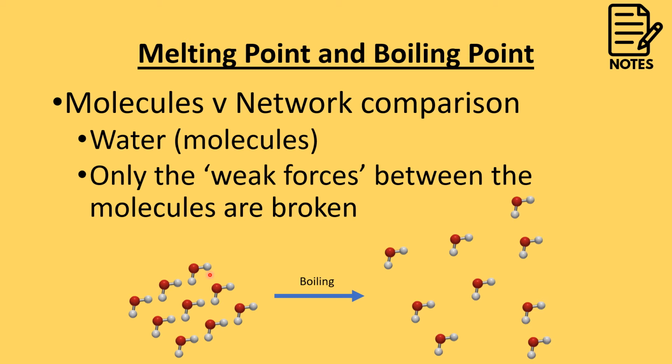All we have to do in order to boil our water is to separate out those water molecules. So all we're doing is breaking whatever it is that's holding these water molecules together, these weak forces. That doesn't take a lot of energy. You can do it in a kettle, you can do it on your cooker. It's only going to take about 100 degrees C in order for you to be able to do that.